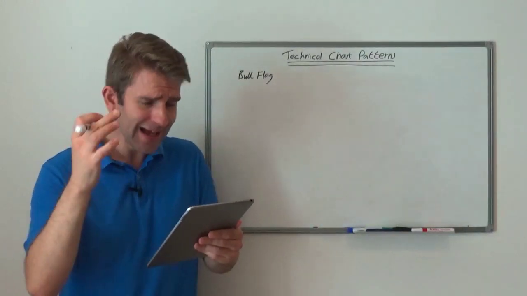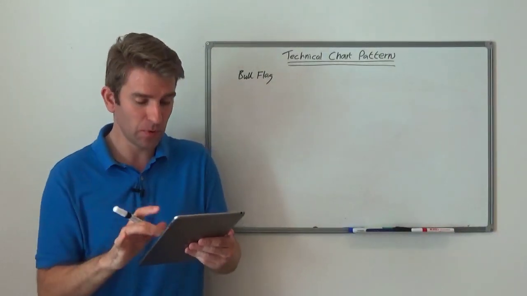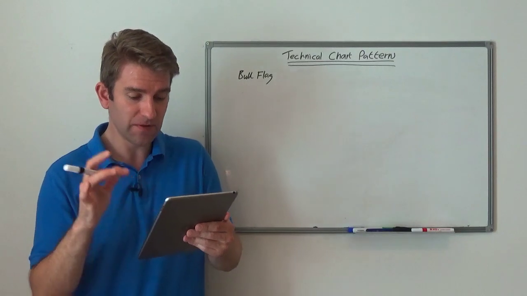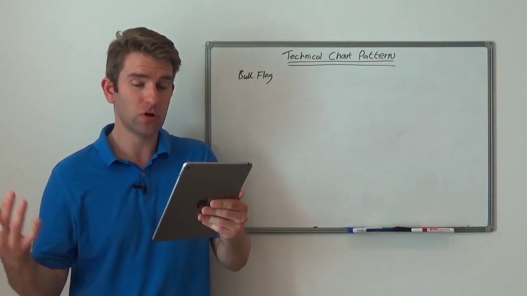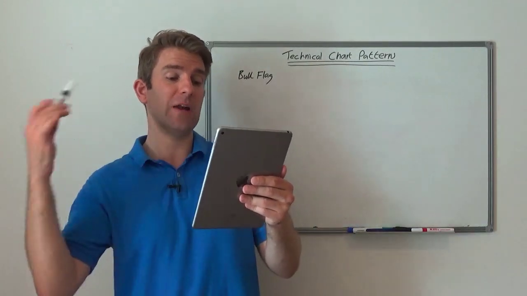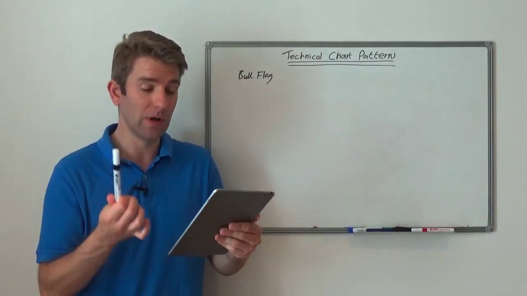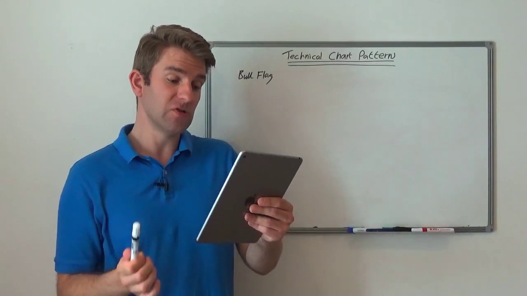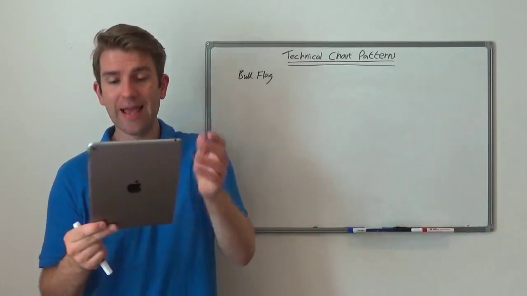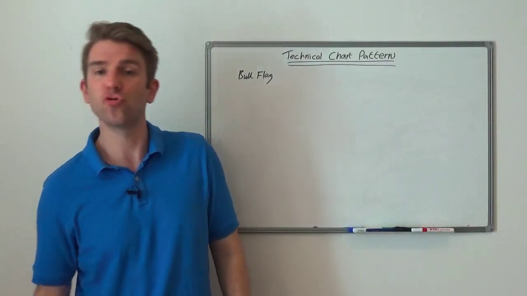So as always, let's have a look at what the textbook says about the bull flag. It basically says a bullish flag formation is found in stocks, which could be any market, right? With strong uptrends. They're called bull flags because the pattern resembles a flag on a pole. It does indeed. The pole is a result of the vertical rise in the stock, and the flag results from a period of consolidation. It goes on and on here, but let's draw it and talk about it.